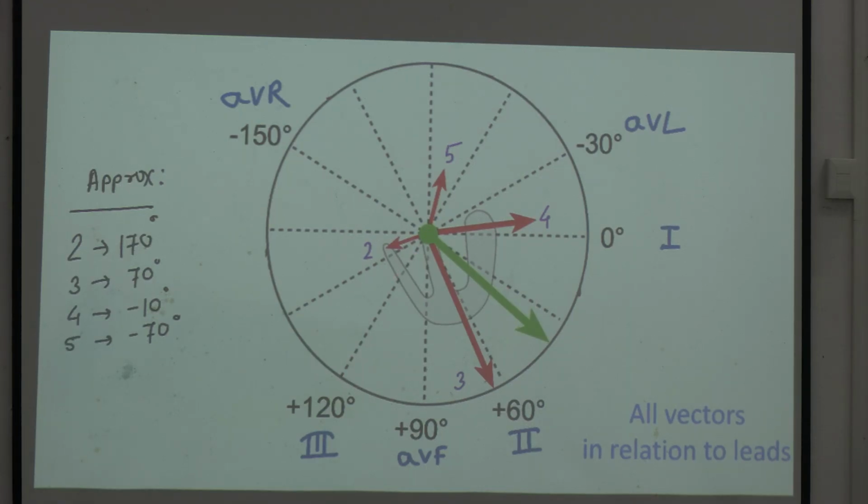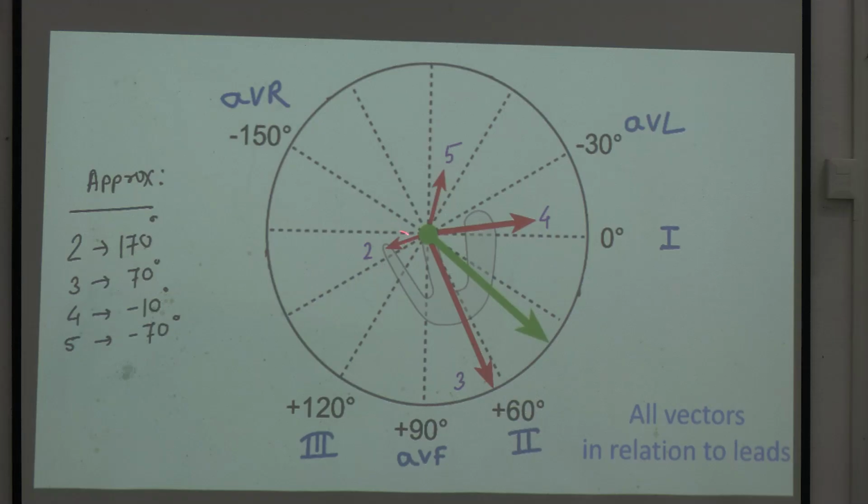Now AVF is at plus 90 degree. From 0 degree, this side is positive and this side is negative. So this is minus 30 degree, the location of AVL. AVL is at minus 30 degree. AVR is at minus 150 degree. And these are approximate degrees of the vectors.